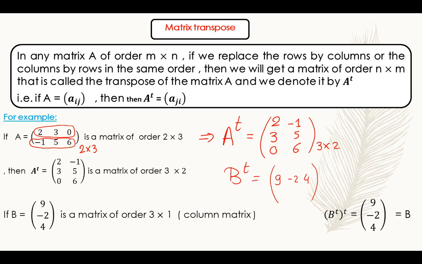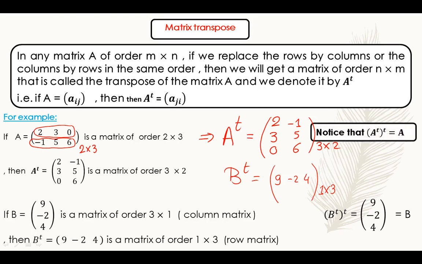So this is a matrix of order: the number of rows is 1, the number of columns is 3. So the transpose of a column matrix is a row matrix. The transpose of a row matrix is a column matrix and vice versa. So B transpose, 9, negative 2, 4, is a matrix of order 1 times 3, and it's called a row matrix. Here we have a very important remark that the transpose of a transpose will be the same matrix again.